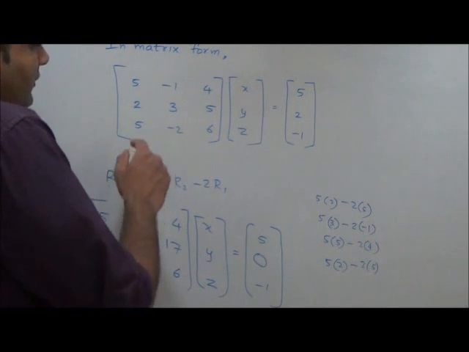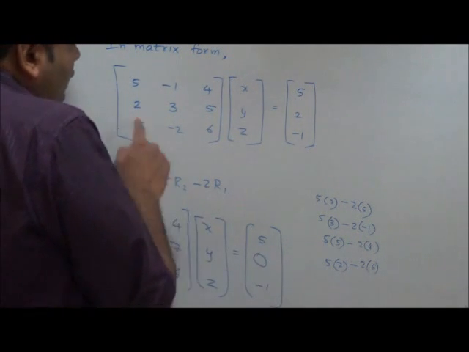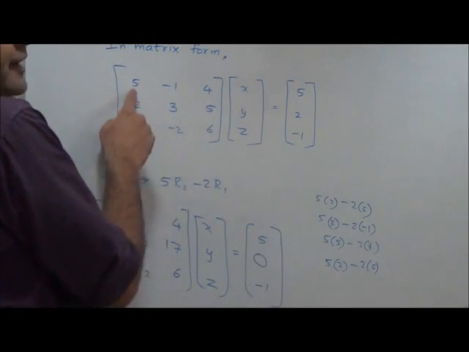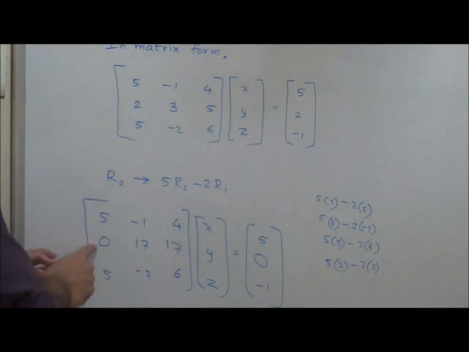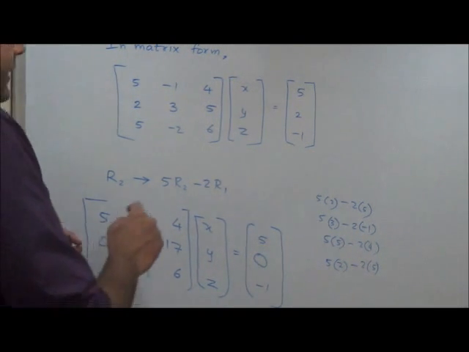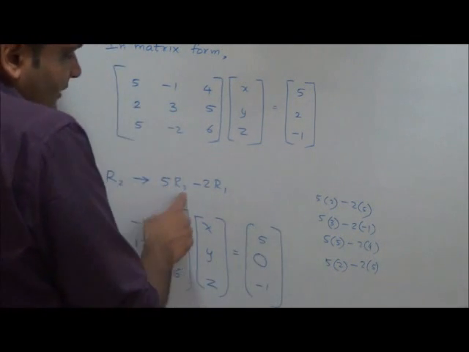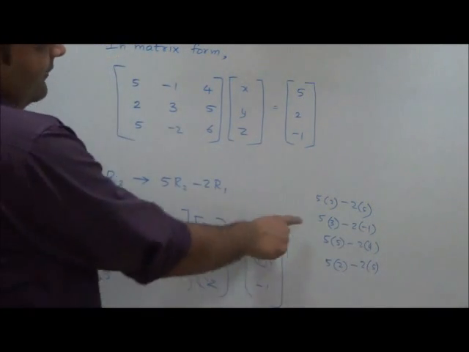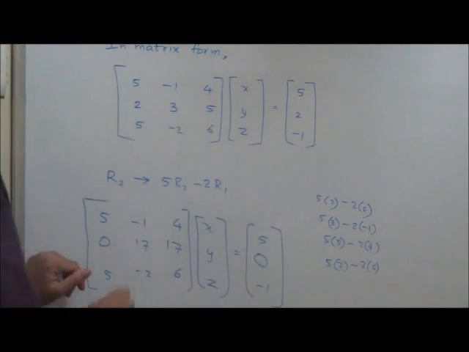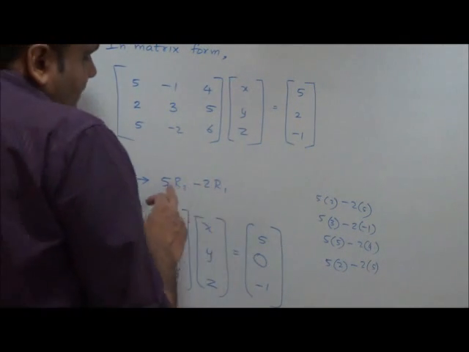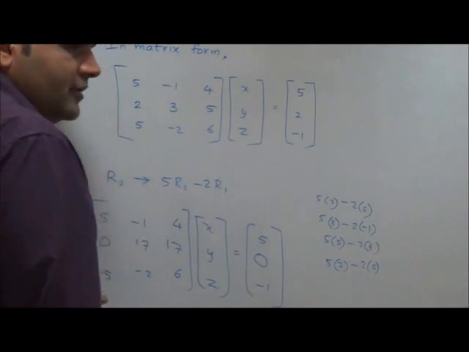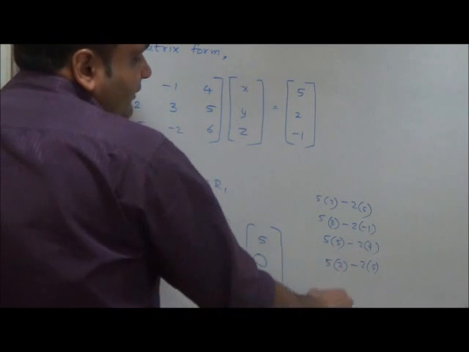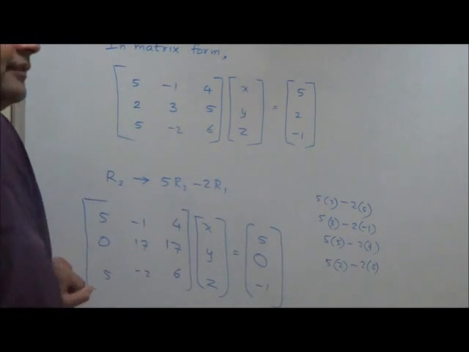What will be R2? First one, 5 into R2, 5 into 2, minus 2 into the corresponding R1 element, which is 5. 5 into 2 minus 2 into 5, 0. In this position, what will I get? 5 into 3, minus 2 into R1, which is minus 1. 5 3s are 15 plus 2, 17. Next, 5 into R2, 5 into 5, minus 2 into the corresponding R1, which is 4. 5 5s are 25. 25 minus 8, 17.